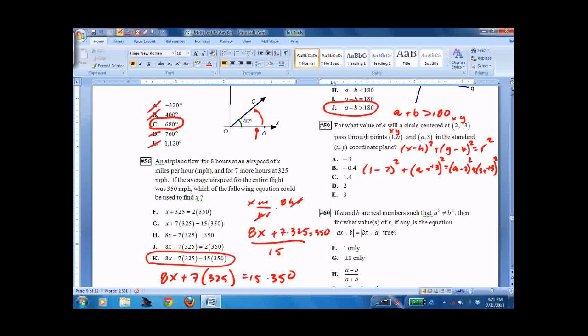Now I'm going to do some math. 1 minus 2 is negative 1, squared is 1, plus a squared plus 6a plus 9 equals a squared minus 4a plus 4 plus 3 plus 3 is 6, squared is 36. Cancel the a squared. 10a equals 40 minus 10, 30. a equals 3.